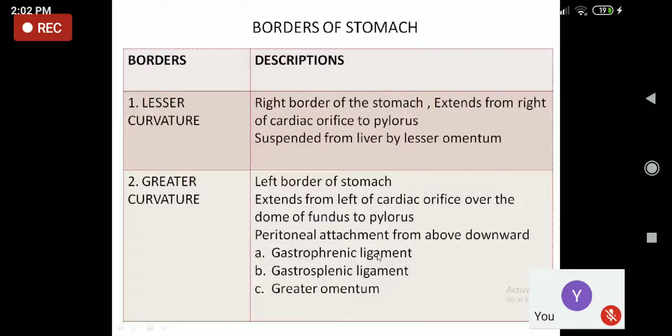Gastrophrenic ligament. The name itself suggests gastrophrenic: a fold of peritoneum extending from the stomach to the diaphragm, phren, the left crus of the diaphragm. Then the gastrosplenic ligament from the stomach to the spleen, and the greater omentum, that is the fold of peritoneum itself. So this is about the two borders of the stomach.